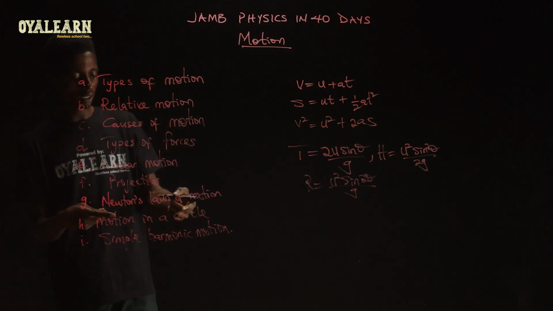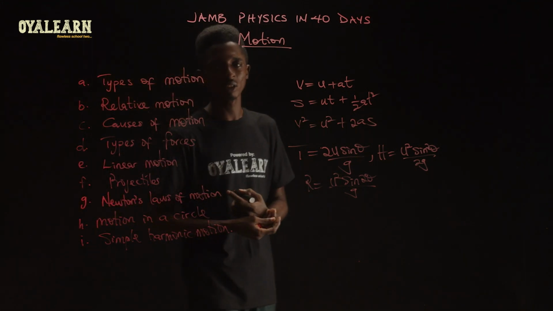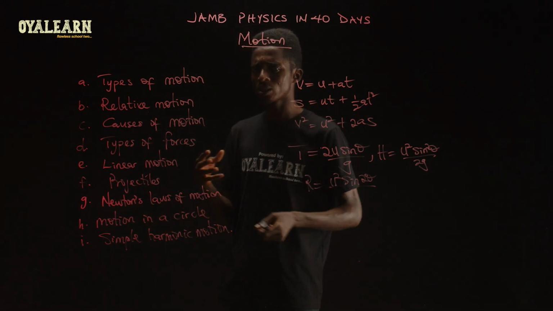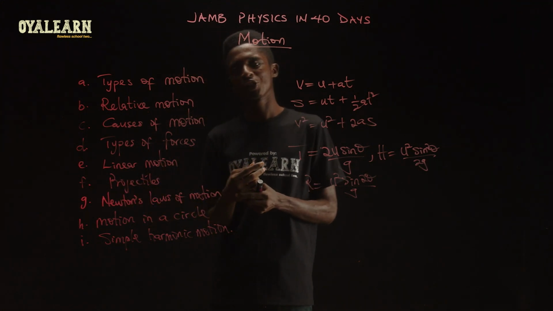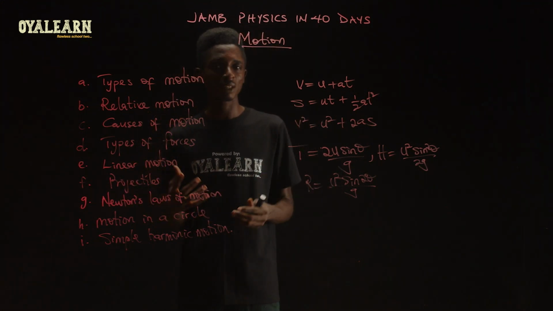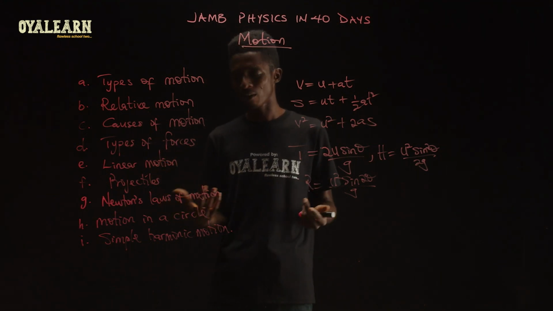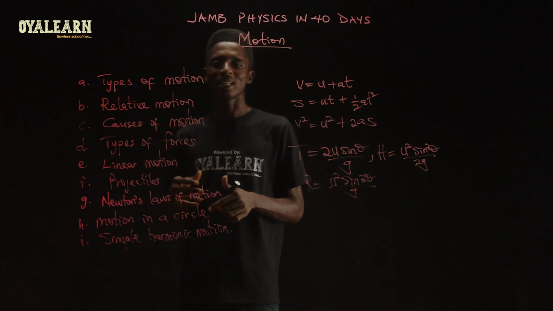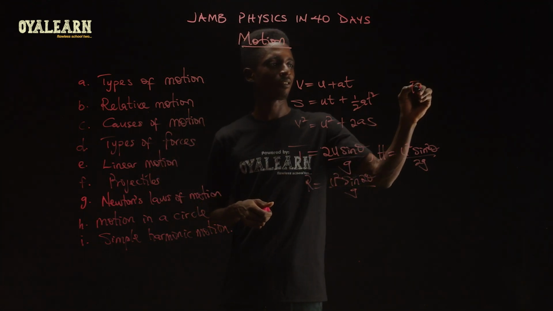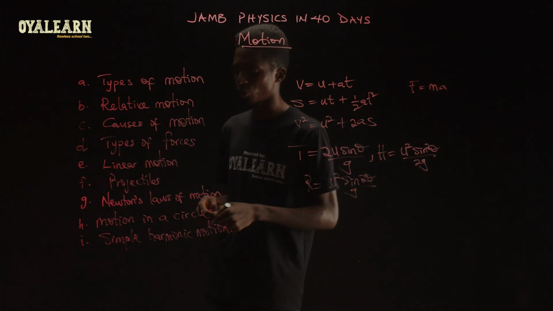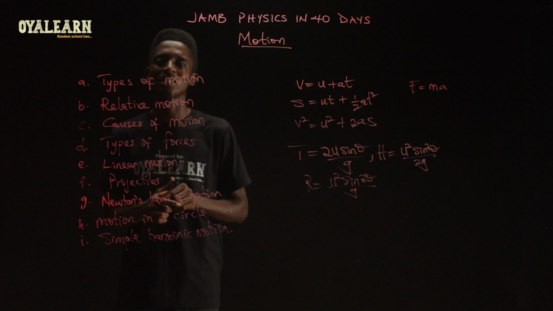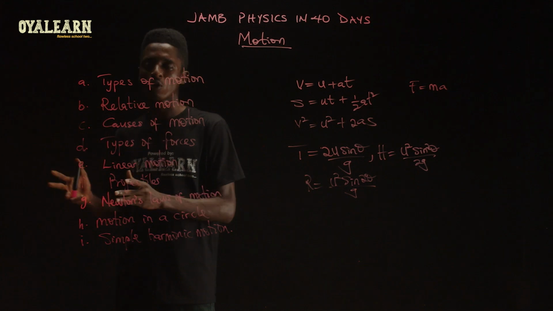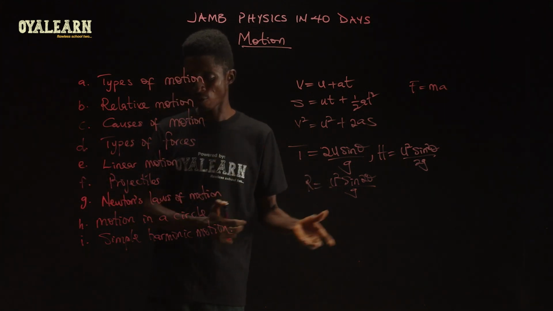Then we should also learn about Newton's laws of motion. It's expected that you should be able to solve problems on Newton's laws of motion. There are three laws there. We have the first law, known as the law of inertia. That is, an object will remain stationary unless it is acted upon by an external force. The second one has to do with the rate of change of momentum with time, and that's where we get the equation that says force equals mass times acceleration. And then the third law of motion states that to every force, there is an equal and opposite force.